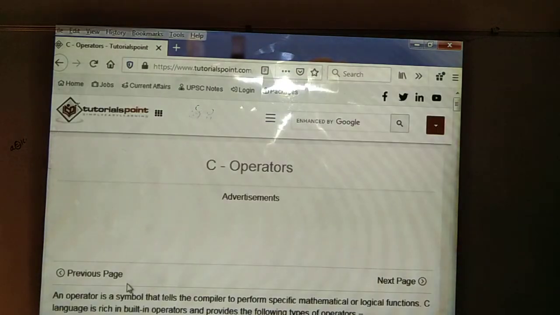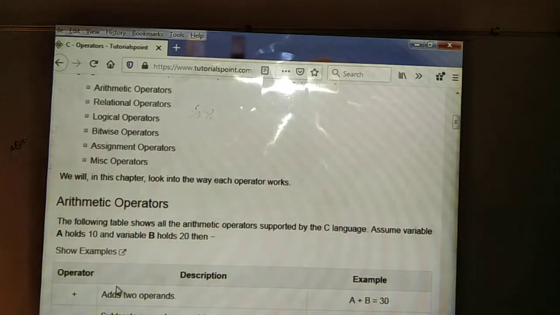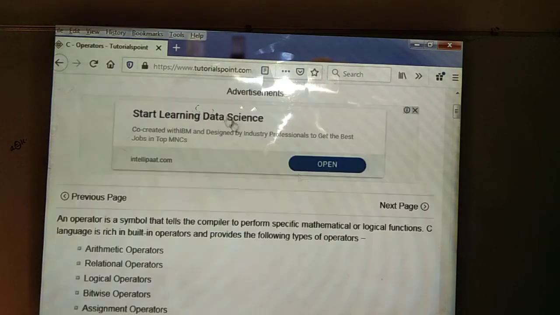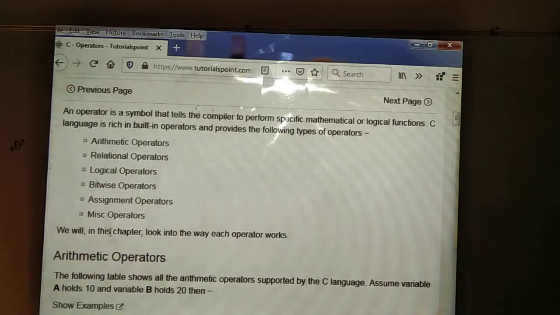How many operators are there normally? What is an operator? An operator is a symbol by which we can perform logical and mathematical calculations. The first one is the arithmetic operator, second the relational operator, third the logical operator, fourth the bitwise operator, next the assignment operator, and the MISC operator.